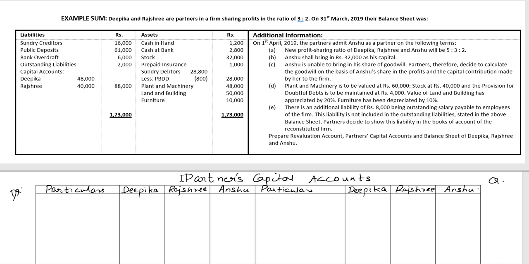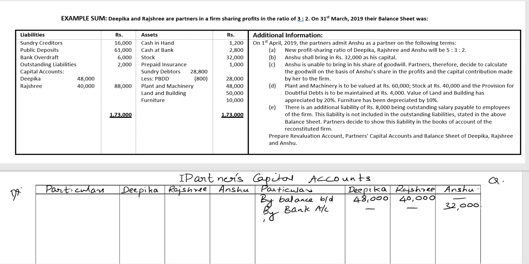We'll begin by bringing down the balance of capital accounts for Rajshri and Deepika, balance brought down. 48,000 against Deepika and 40,000 against Rajshri. Next, we'll deal with the capital which is brought in by Anshu by bank account. $32,000 is capital brought in by Anshu.